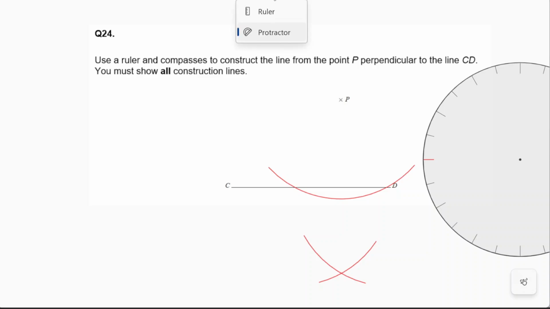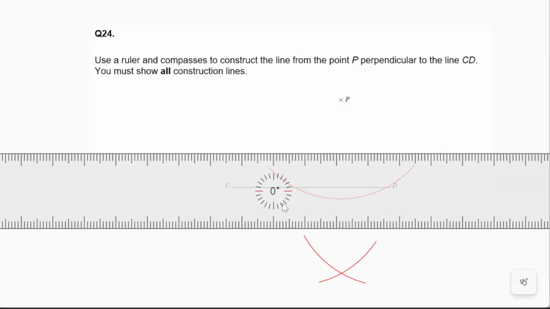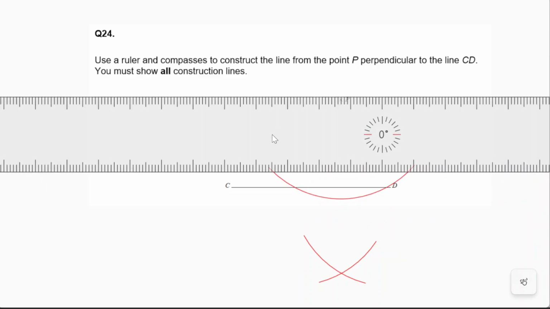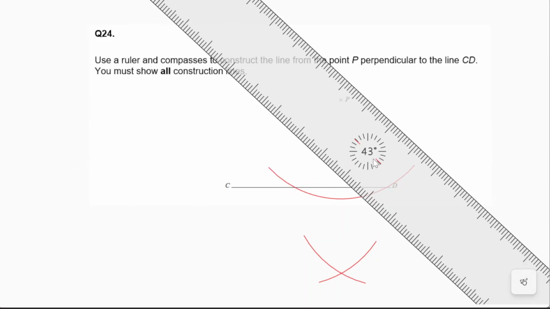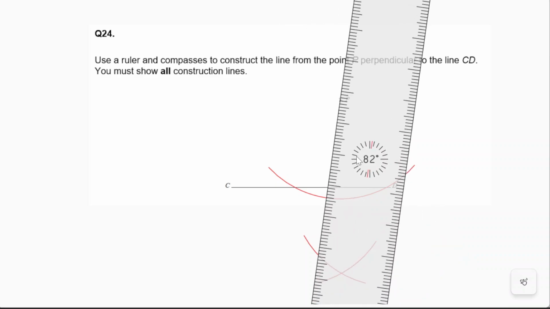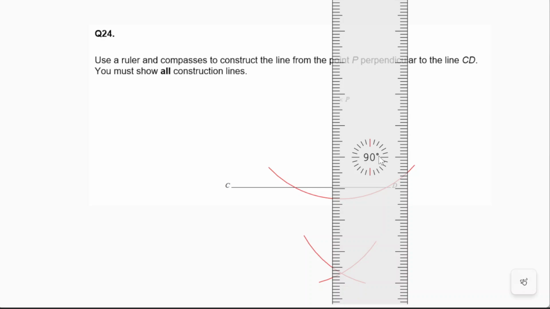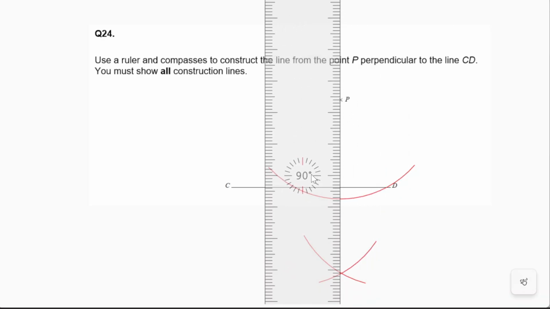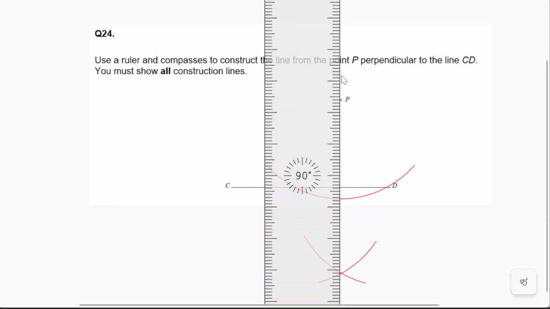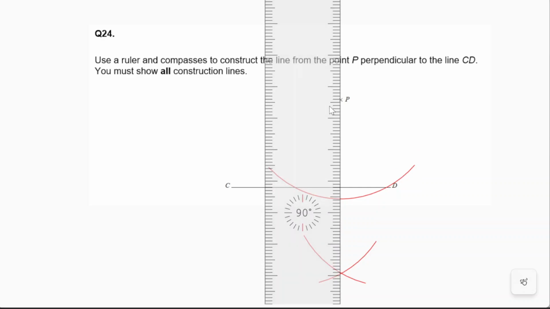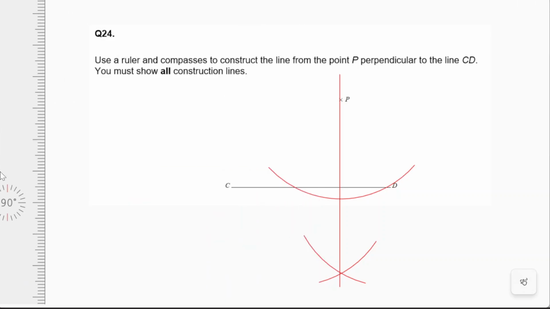So now I switch for a ruler. Spin it round and ignore the number on here because it kind of cheats it. But it's going to be a straight line through the arc and through the point. So you can see that I've drawn that pretty accurately by the fact that it's a 90-degree angle. There we go. And again, I want to draw rather than move. There we go. So that's my perpendicular bisector showing all my construction lines.